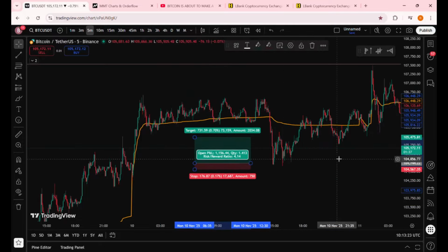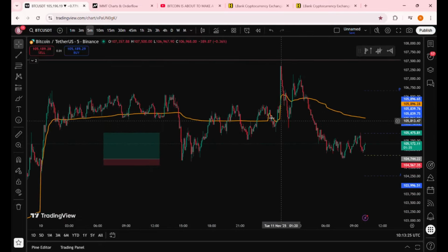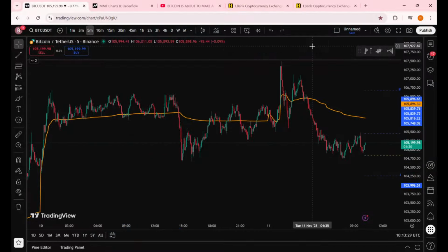Now I'm going to show you an example of a trade that I have taken live and some results that you can actually see by scalping this strategy as well.